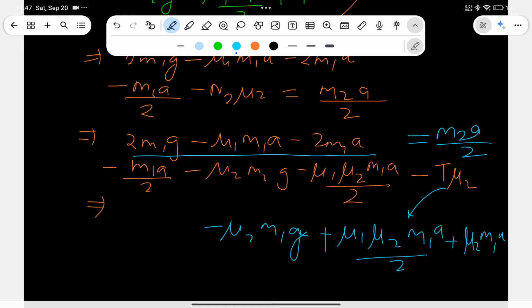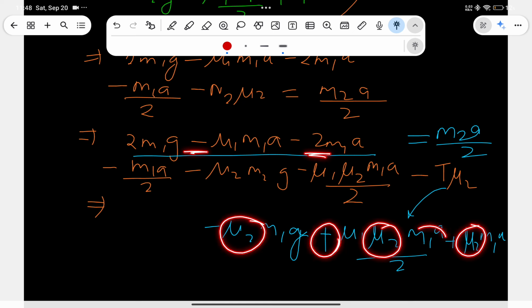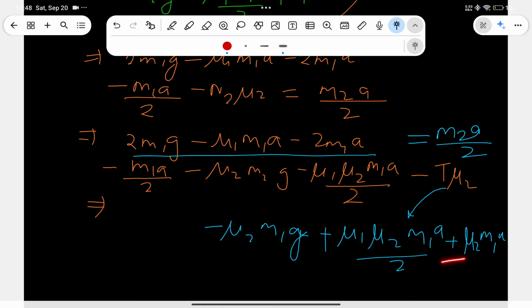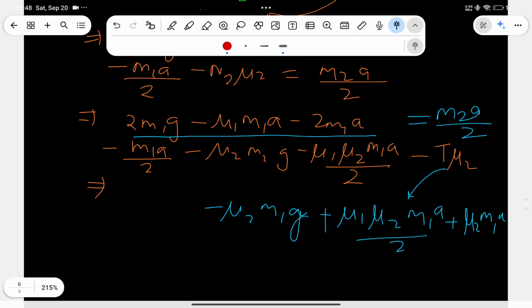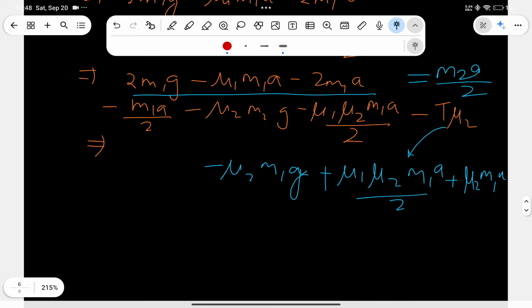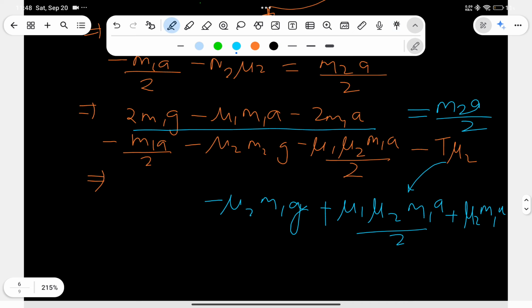So basically, guys, you have mu2, and since it was minus sign, so it got converted into plus, as you can see, plus and minus, and mu2, right? And further everything is same, m1g, mu1 m1a by 2, and then you have m1a into mu2, right? Nice. Now you have the expressions, so you can see these two are getting cancelled.